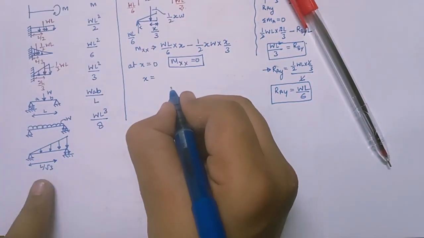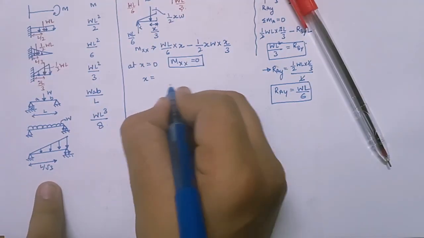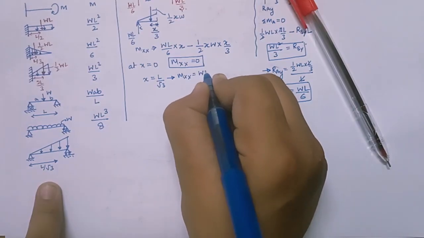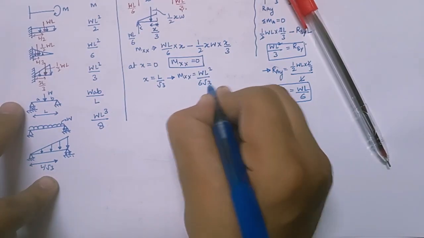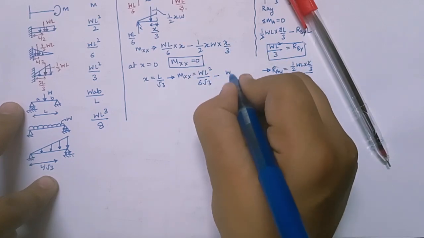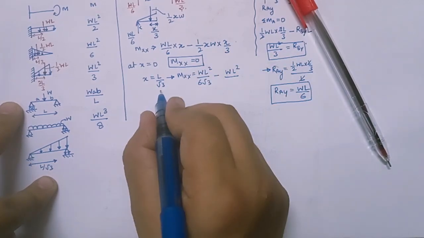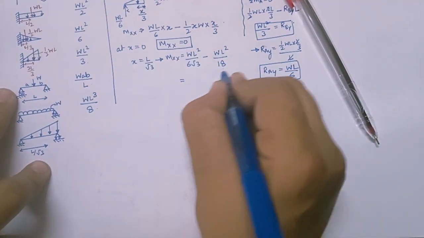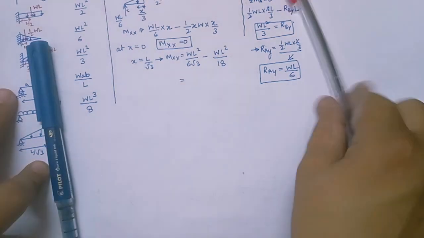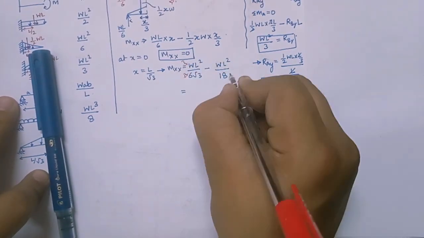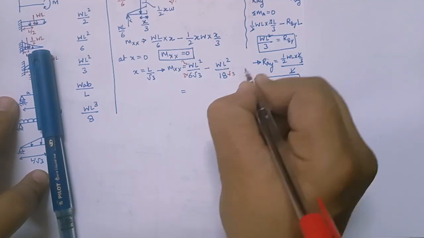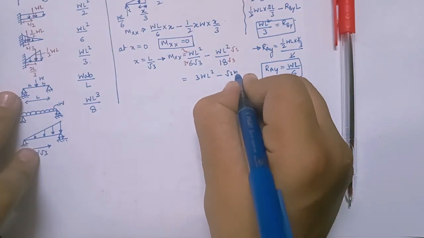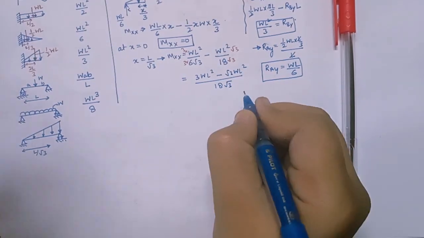And if I want to calculate the maximum moment, it is at L by root 3. So right here, L by root 3. If I calculate it, Mxx will be WL square by 6 root 3, and similarly here I'll get L into L square. So WL square by 3, because root 3 into root 3 is 3, 3 2s are 6, 6 3s are 18, right? So if I take the LCM, what will I get? 3 and 3 multiplication, root 3 and root 3 multiplication. So I'm getting 3WL square minus root 3 WL square by 18 root 3.